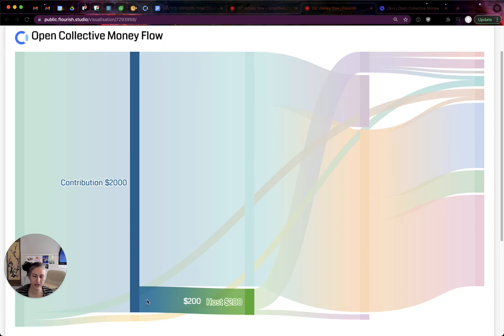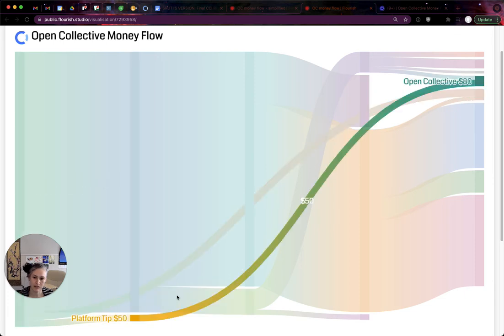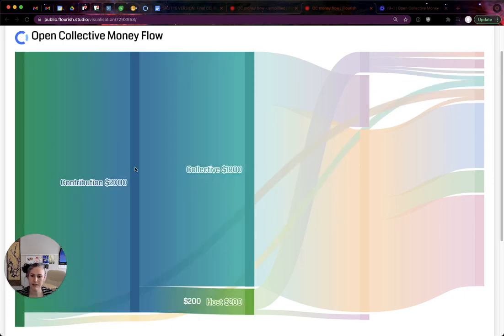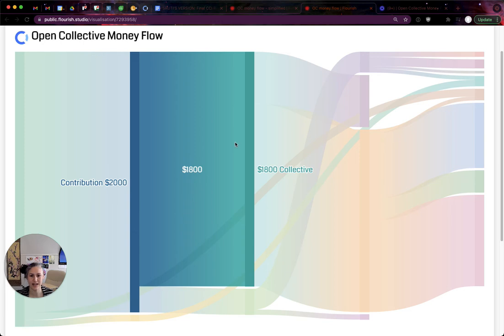So what's going on here is hosts are like umbrella entities that house collectives and basically provide the infrastructure for them, so a collective doesn't need its own legal entity and bank account and all that stuff. And most hosts charge a fee for the services they provide because there's a lot of actual costs associated with that, which we'll get into in a second. So $200 goes to the host, and here we go. We've got $1,800 going to the actual collective.